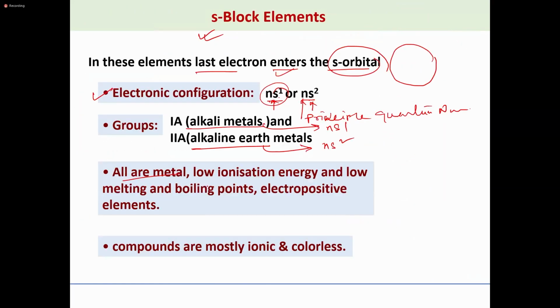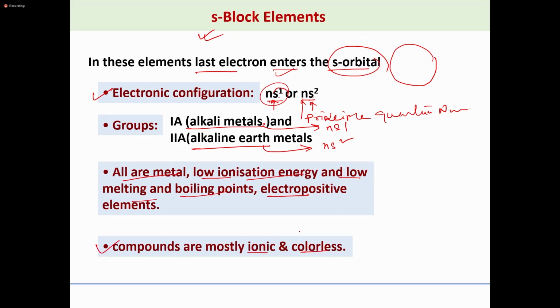So all are metals which have some physical properties we will know later. But here I just want to point out low ionization energy, low melting point and low boiling point, and these are all electropositive elements. This is not electronegative. All are electropositive elements, and compounds are mostly ionic and colorless.